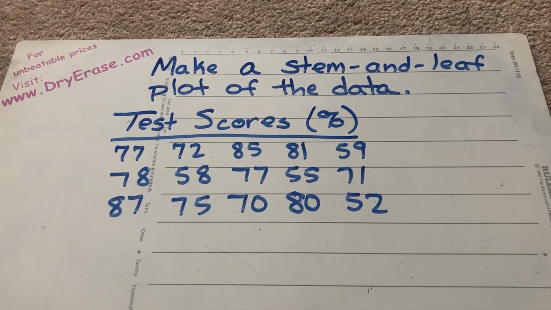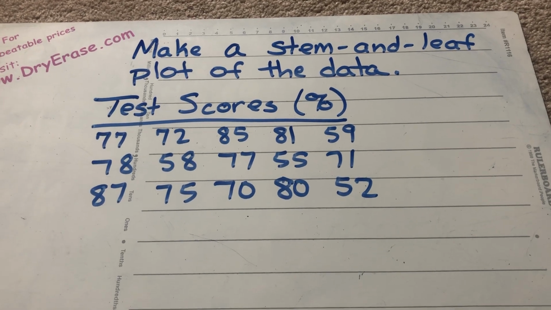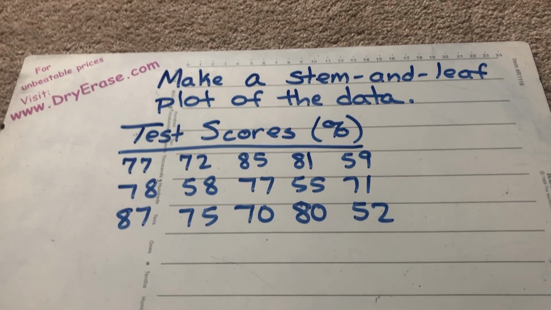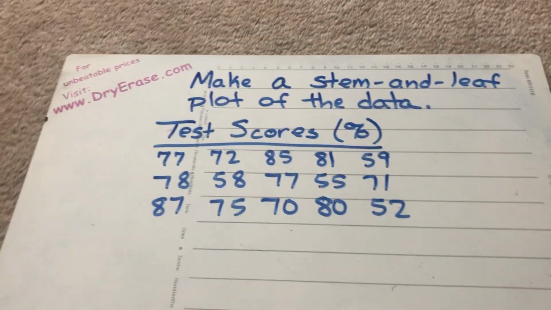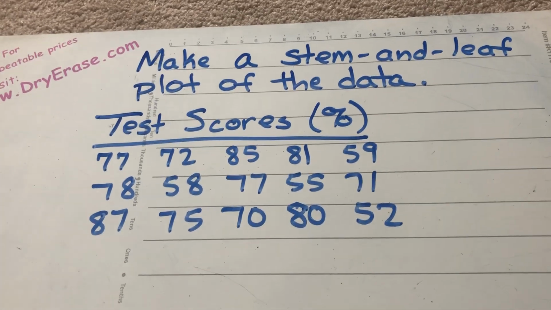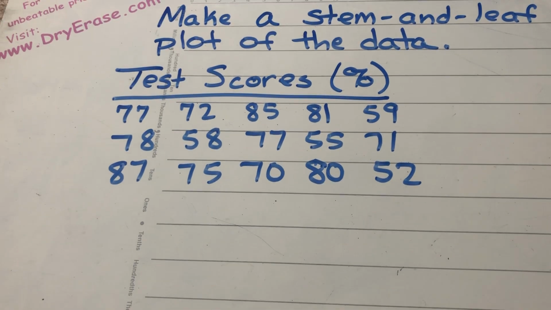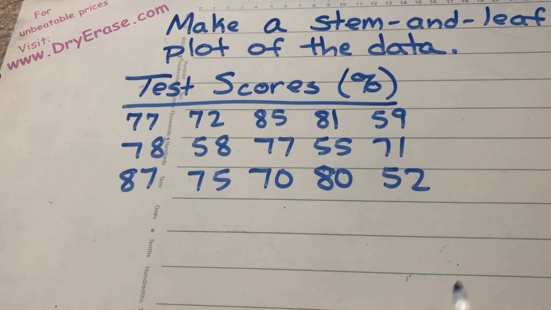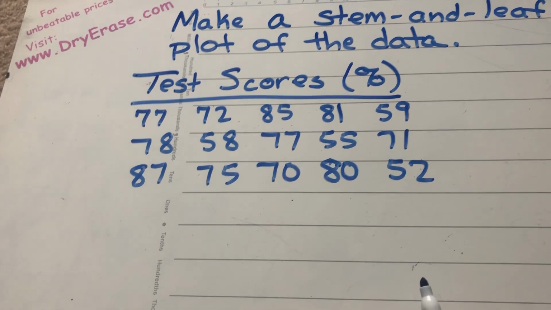Okay, sixth grade, we are continuing along here, getting into our last chapter, chapter 10. And our focus today is going to be on making a stem and leaf plot of the data. Well, a stem and leaf plot is used to divide things up into place values. So we're going to mostly be focusing on the tens place and the ones place.